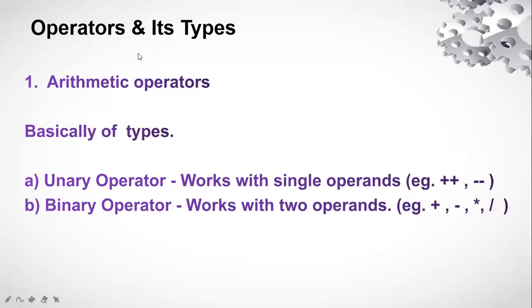Now we are going to work with the operators and its types, right? So we are going to understand how many different types of operators we have in this particular part. We have basically the first type that is called the arithmetic operators, right? These are the operators which you have already learned and understood. Just a simple and brief review about that.